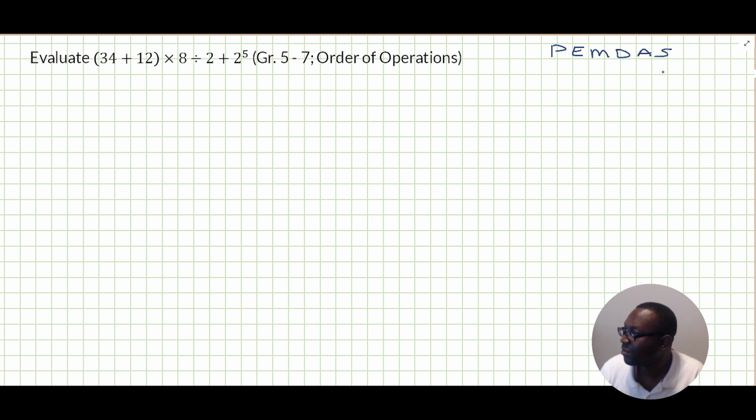We have PEDMAS. We have GEMDAS. I like to respect what the different school systems like to do, because I know that for a lot of the school systems around us here in Texas, they don't actually all use the same thing, so I like to be sensitive to that. All right.